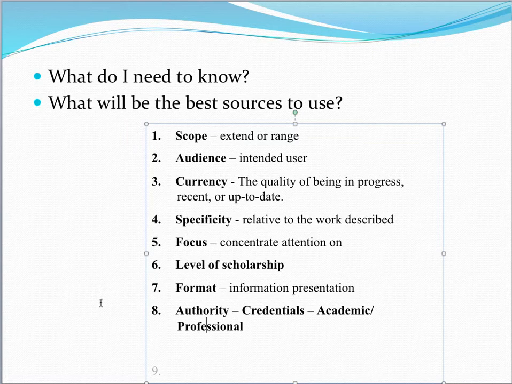Okay, but level of scholarship is also important, because if you're doing a reference for children, you don't want to use a journal article from the New England Journal of Medicine, right? No, because when they are asking you about some disease or some drug, you want to use something that goes according to their level of scholarship, and that has to do also with audience.